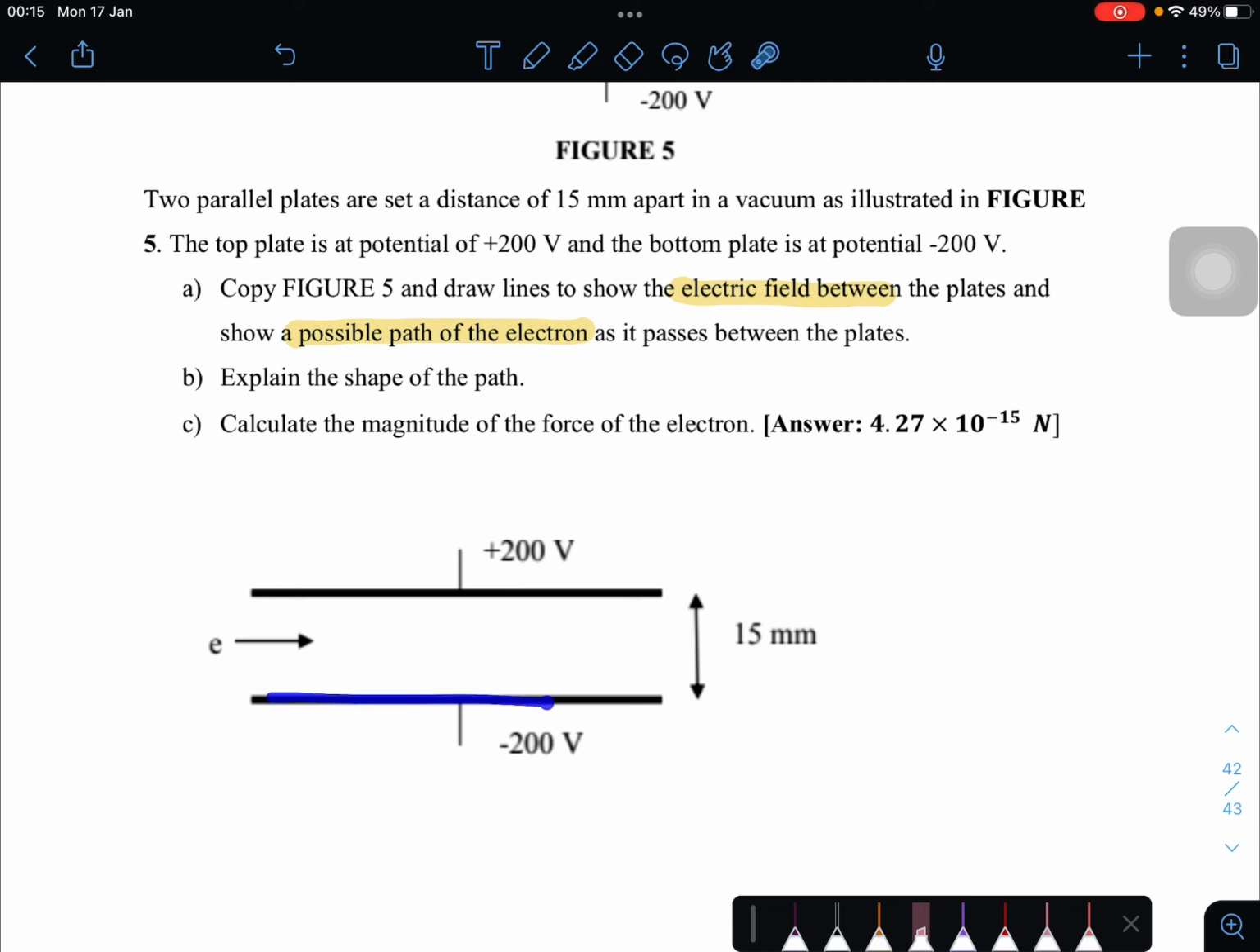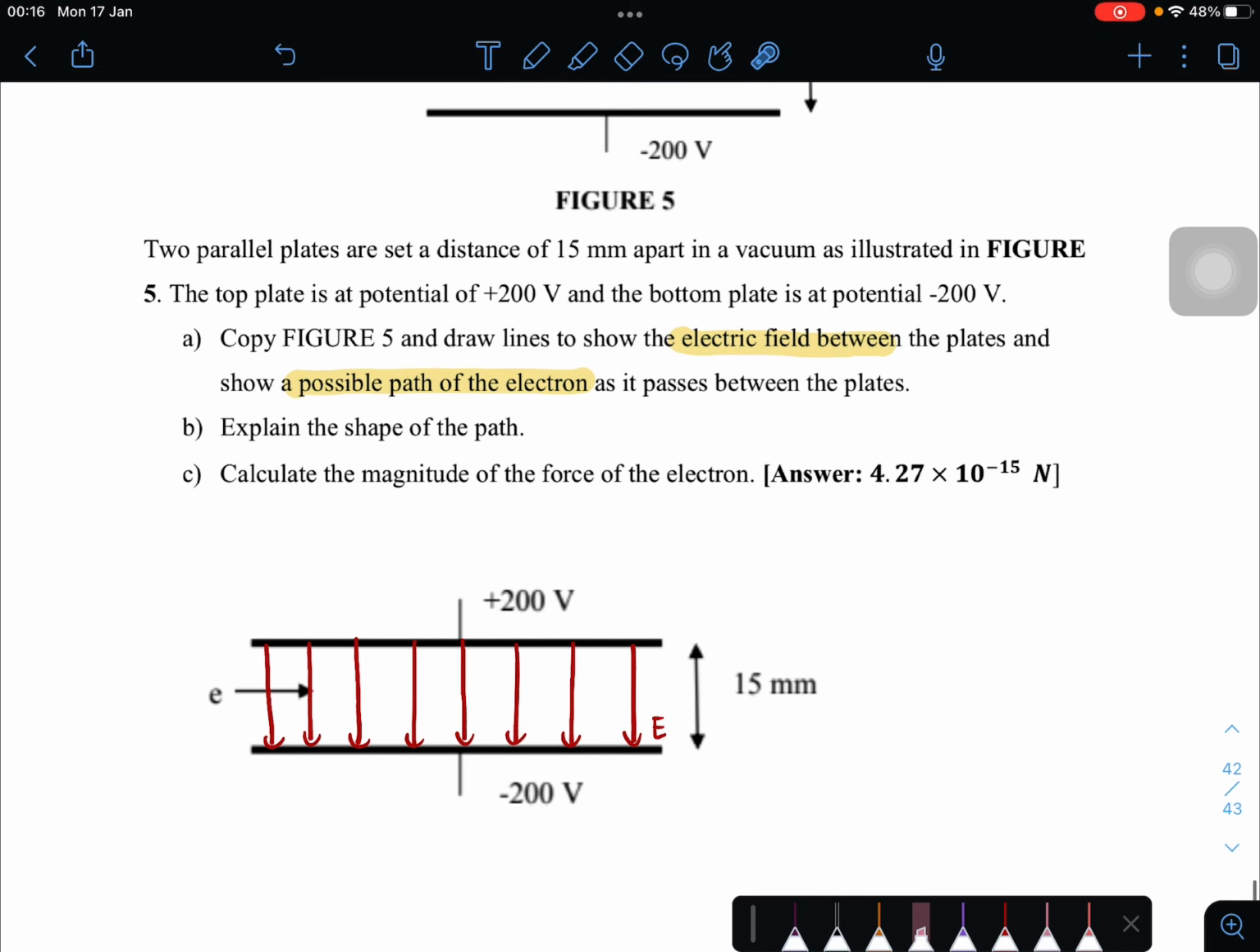So negative plate kita di bawah. So you just buat macam ni je lah. This will, and then label E to show that is the direction of electric field. Okay, and then we want to show the path of the electron. So this one adalah under case number 2. We have moving electron, moving charge perpendicularly.